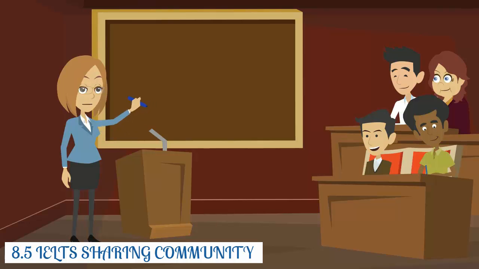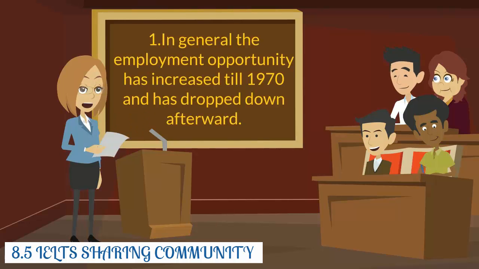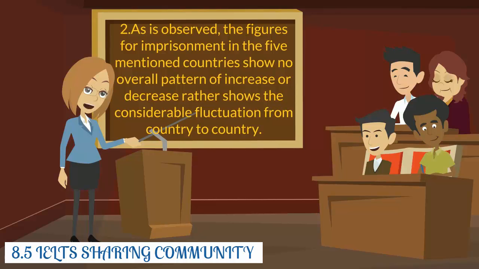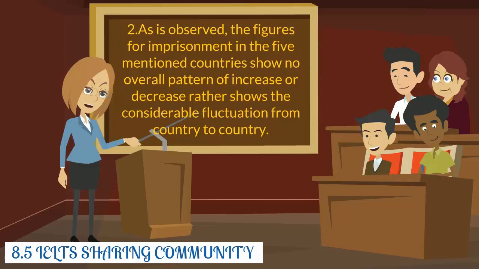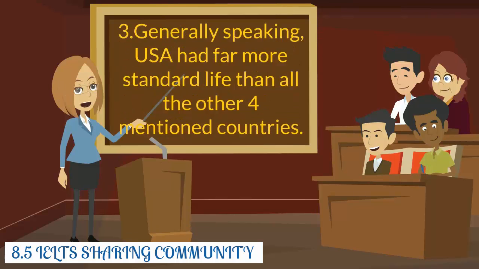For example. 1. In general, the employment opportunity increased till 1970 and dropped afterward. 2. As is observed, the figures for imprisonment in the 5 mentioned countries show no overall pattern of increase or decrease, rather they show considerable fluctuation from country to country. 3. Generally speaking, the USA had a far higher standard of living than all the other 4 mentioned countries.